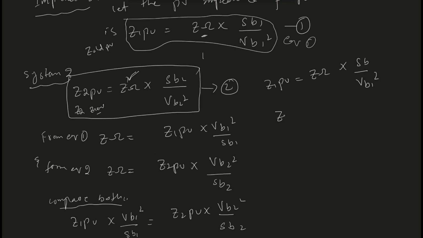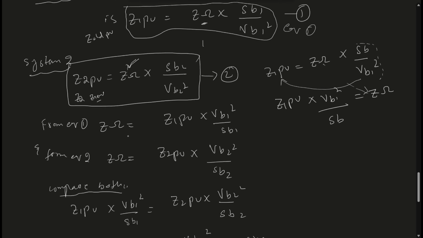So it will be Z per unit. I leave the Z ohm as it is on the right side and move this whole term to the left side. The denominator will go up and the numerator will go down. Is equal to Z ohm, which stays in its place. So Z ohm is equal to Z1 per unit VB1 square by SB1.